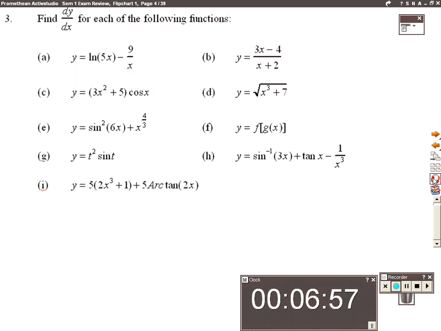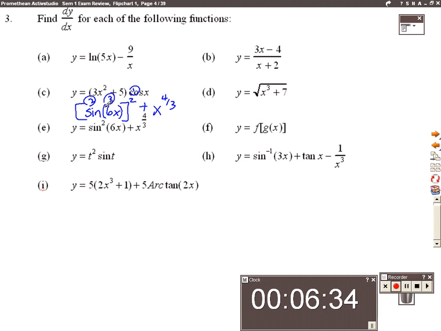In letter E, we are applying the chain rule again, at least to the first term. Remember, this is the same thing as sine of 6x quantity squared. So this is a chain of 3 terms, so be careful with that. The square would be the outermost, sine would be next, and 6x would be last.